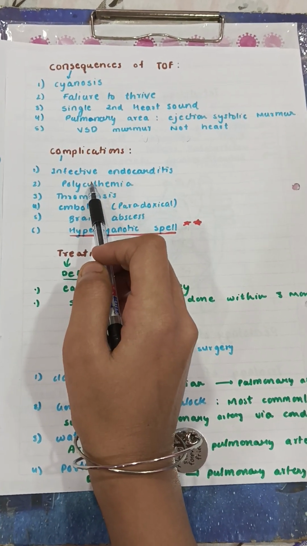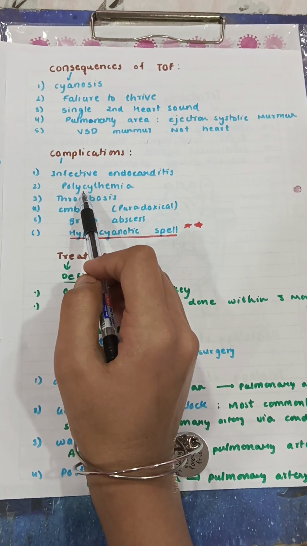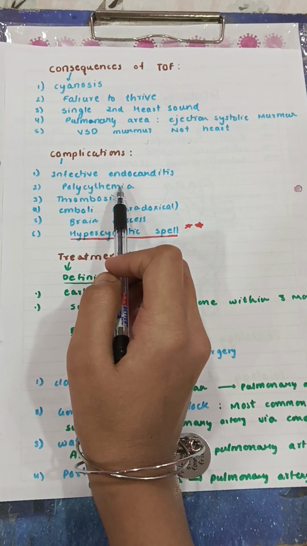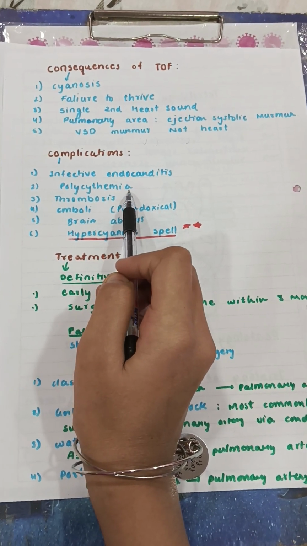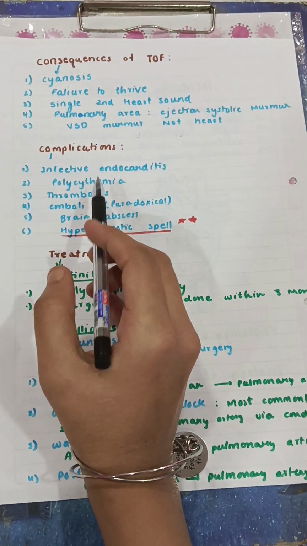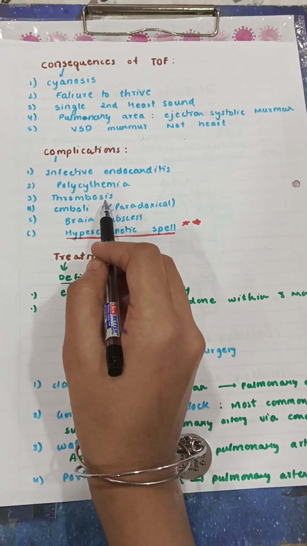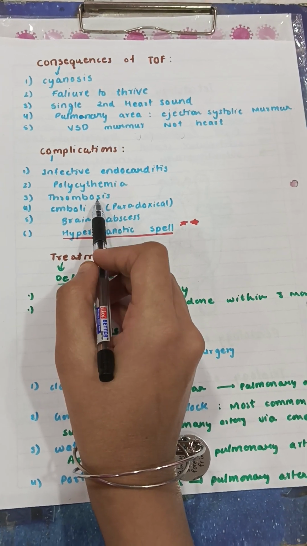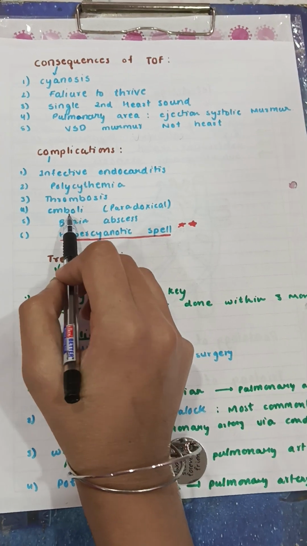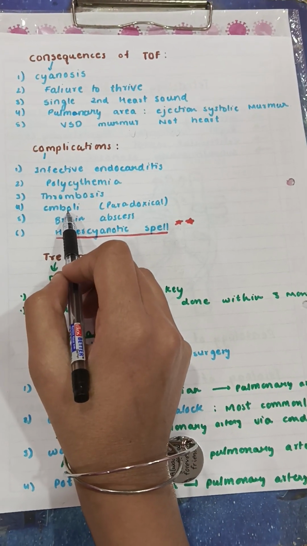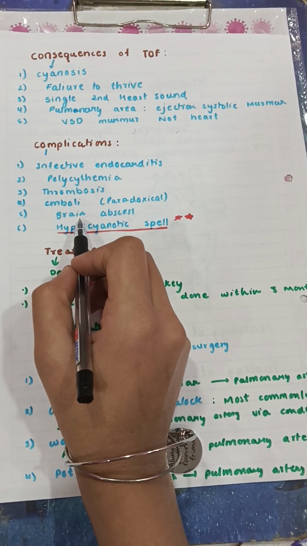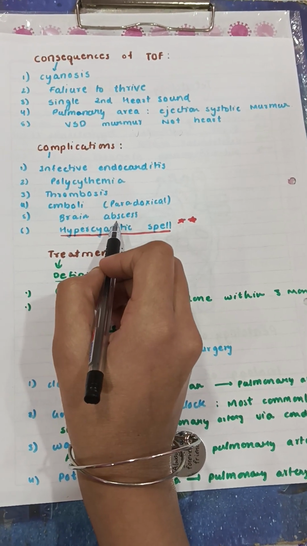Now the complications can be learned as follows. There is polycythemia, means the RBC amount will be increased. As the RBC amount increases, viscosity will be increased, and increased viscosity can lead to thrombosis. This thrombosis, when it detaches from its original site, will lead to the formation of emboli, which will be paradoxical emboli. When this emboli travels via blood flow to the brain, it will lead to brain abscess.